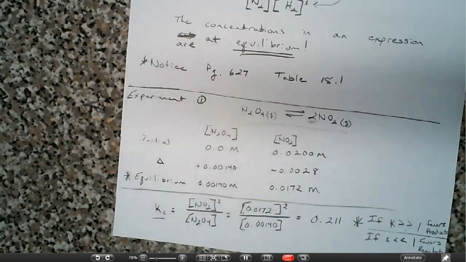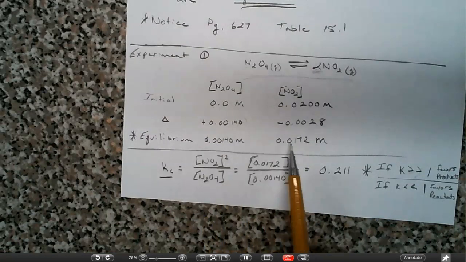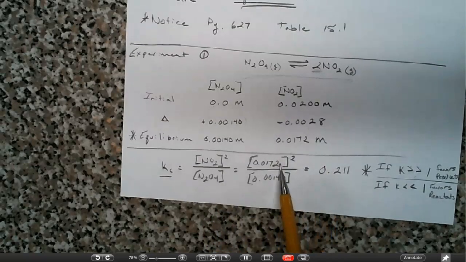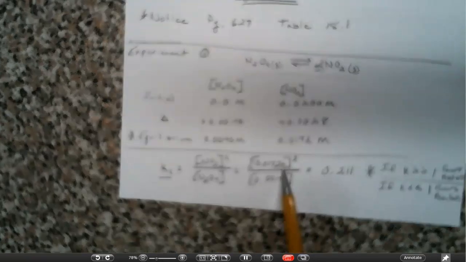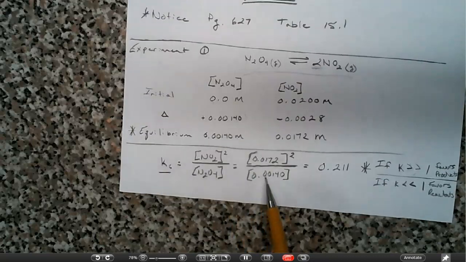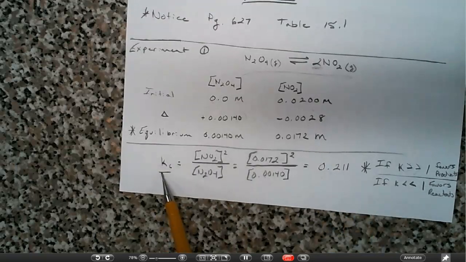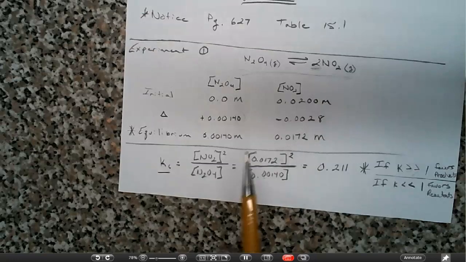Let me show you what's happened here. I've written here my equilibrium expression where I have the products over the reactants, and the products are squared. I don't forget that exponent. And so now I can plug in this 0.0172, and it goes right here. This is my product concentration at equilibrium. This is my reactant concentration at equilibrium right here, and I plug it in, and I get the value 0.211. And you'll notice that you get the same constant just at that one temperature. If we change the temperature, then the constant changes. We learned that from chapter 14. So that's how it works out.